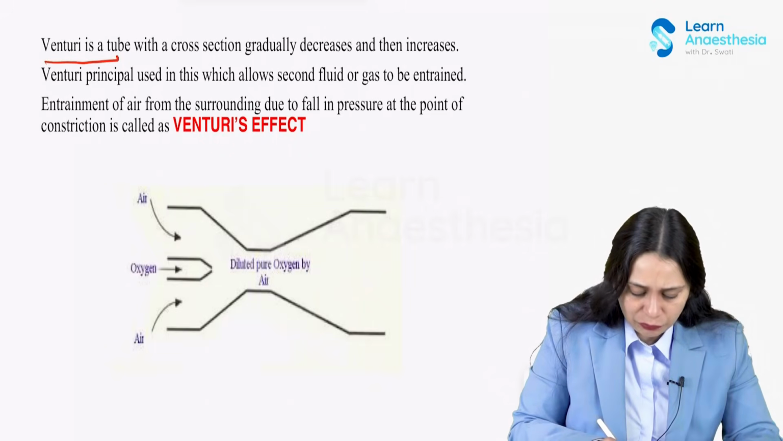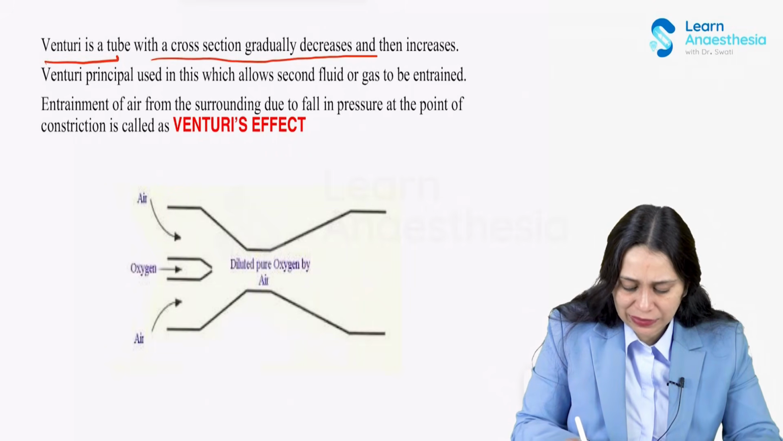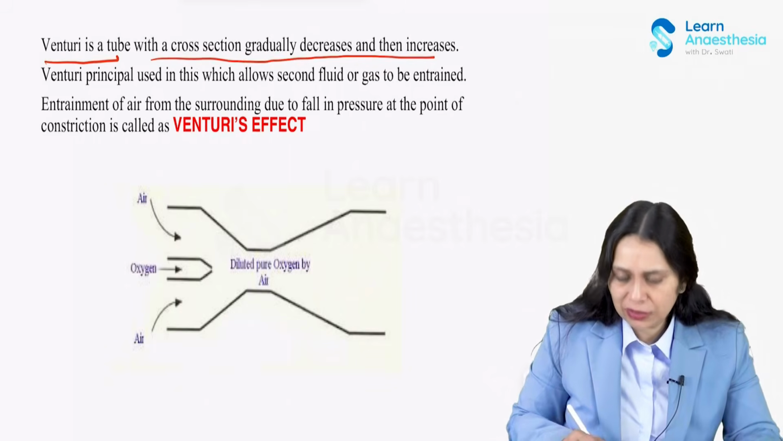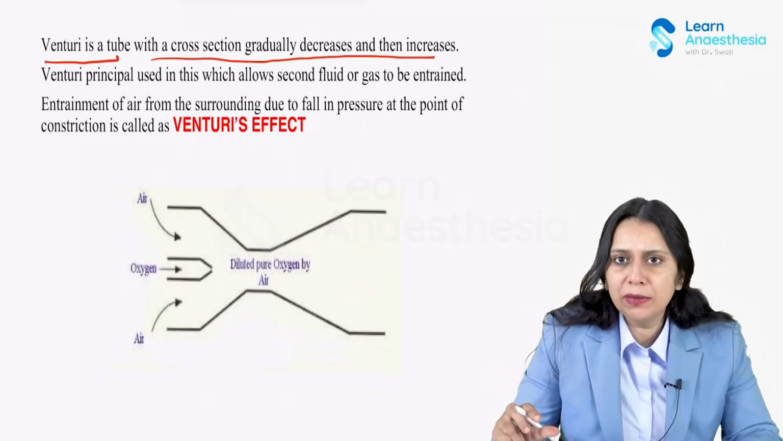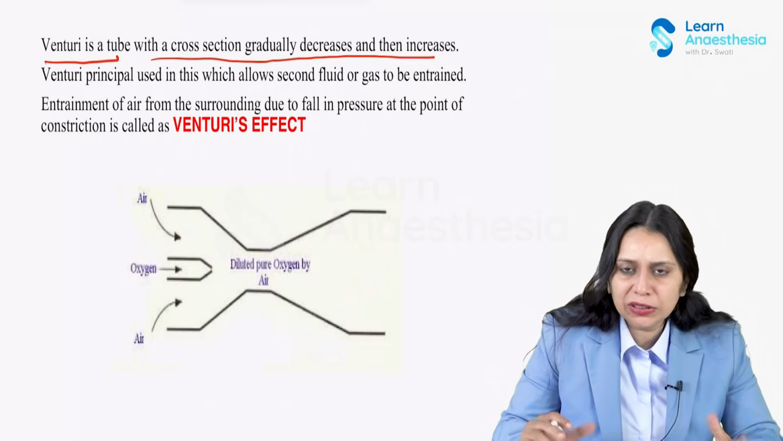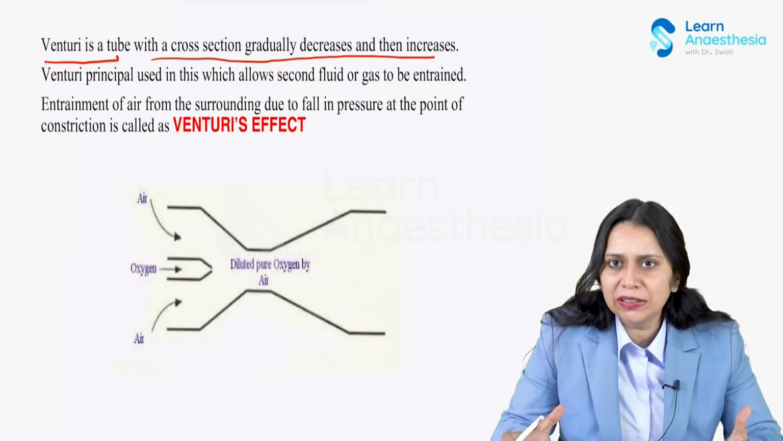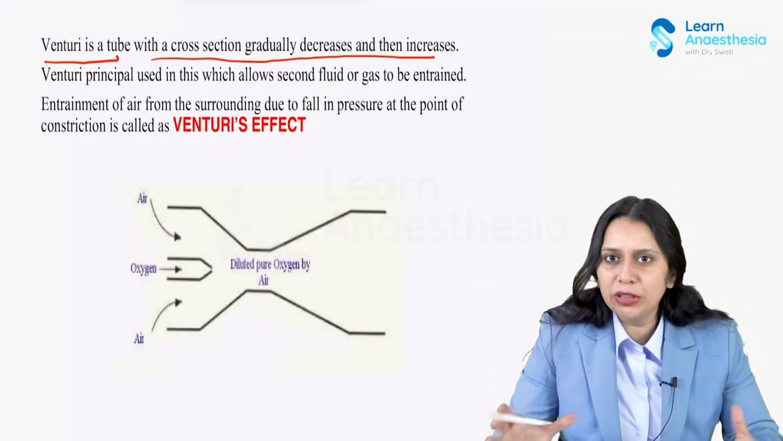It is a tube with a cross section which gradually decreases and then increases. It is a tube with non-uniform diameter. It has a cross section which would decrease and then it would gradually increase. So this is a Venturi tube.